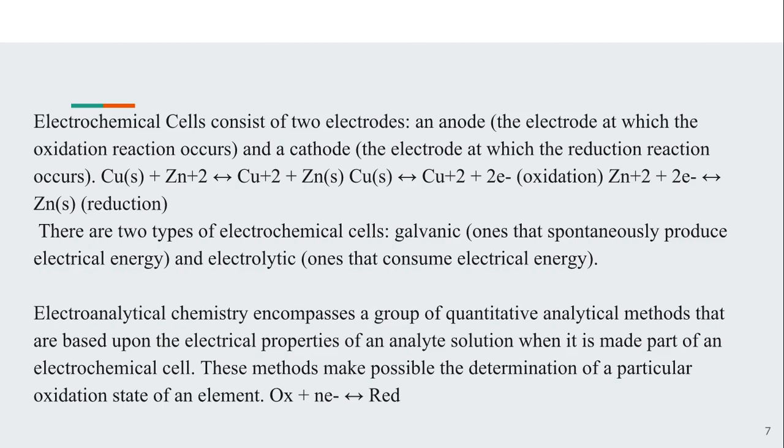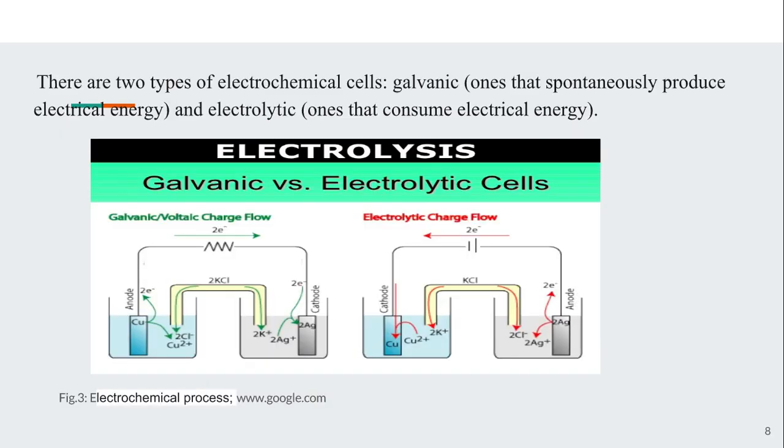And we also know there are two types of electrochemical cells, the galvanic cells and the electrolytic cells. Electroanalytical chemistry encompasses a group of quantitative analytical methods that are based upon electrical properties of an analyte solution when it is made part of an electrochemical cell. The method makes possible the determination of a particular oxidation state of an element.